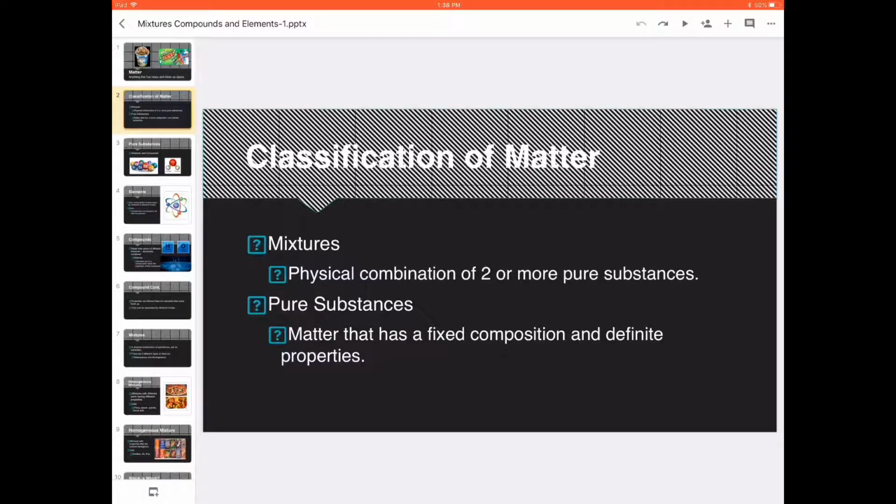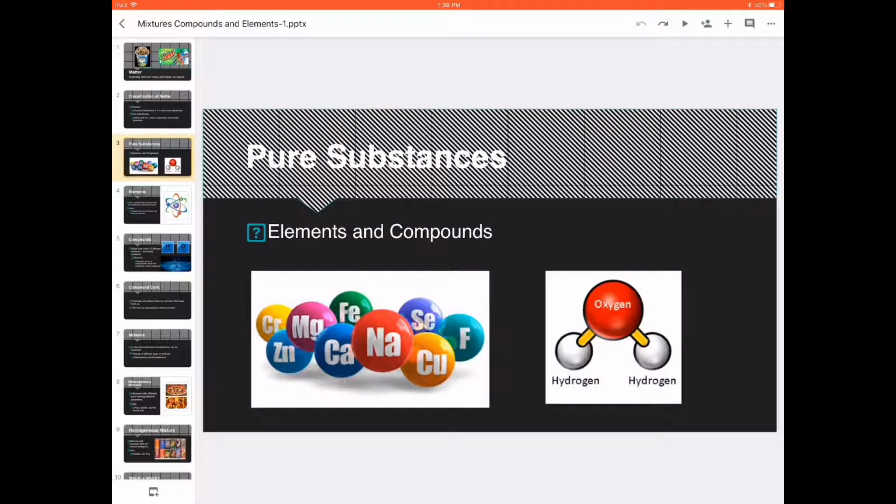So some classifications of matter. We've got mixtures and pure substances here. Mixtures, these are physical combinations of two or more pure substances. And pure substances, this is matter that has a fixed composition and definite properties. Pure substances, these are elements and compounds.